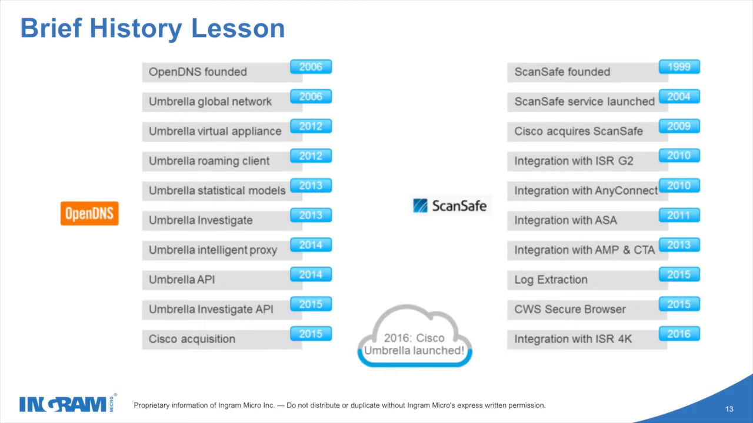The other half of Umbrella comes from Cisco's acquisition of ScanSafe. ScanSafe was founded in 1999 and in 2004 launched the first cloud-based web security proxy. ScanSafe was basically the pioneer in cloud-based web security.